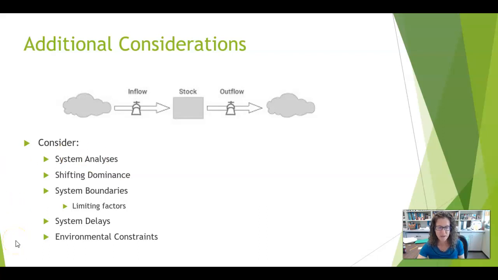Another important aspect that we need to consider are system boundaries, those things that happen in the gray clouds, right, outside what we represent in our system. These variables or forces that operate outside what we look at in the particular system might be also important in considering or influencing our inflows and our outflows, our flows and our stocks.